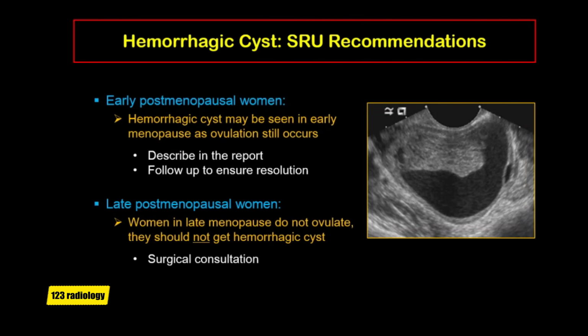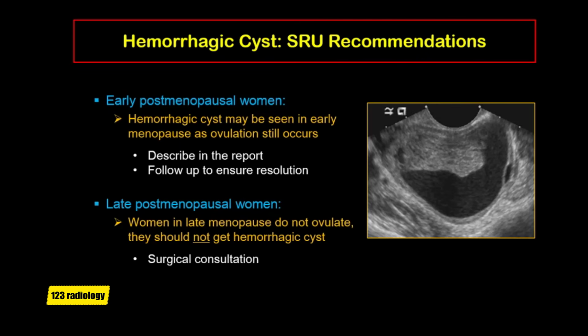Hemorrhagic cysts may be seen in early menopausal women as ovulation still occurs. So, any such hemorrhagic cyst should be described in the imaging report. Short interval follow-up, 6 to 12 weeks, with ultrasound is recommended to ensure resolution.